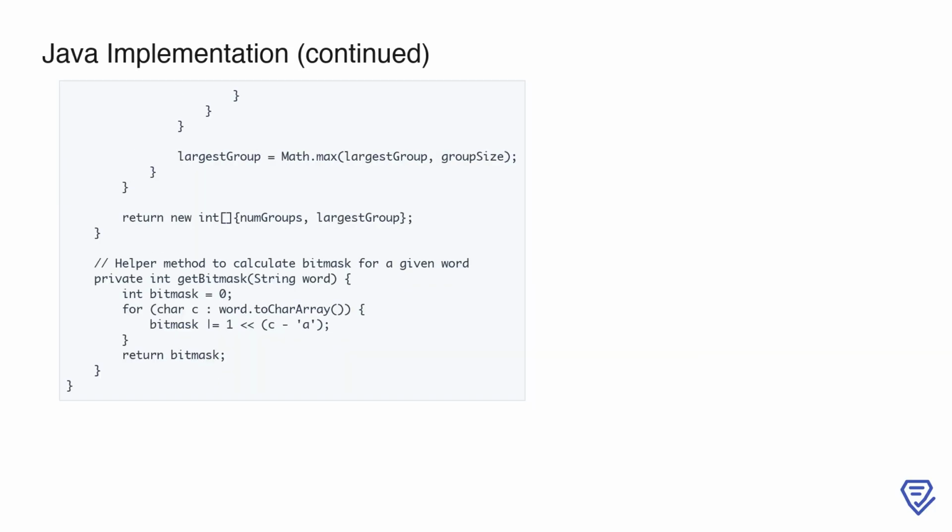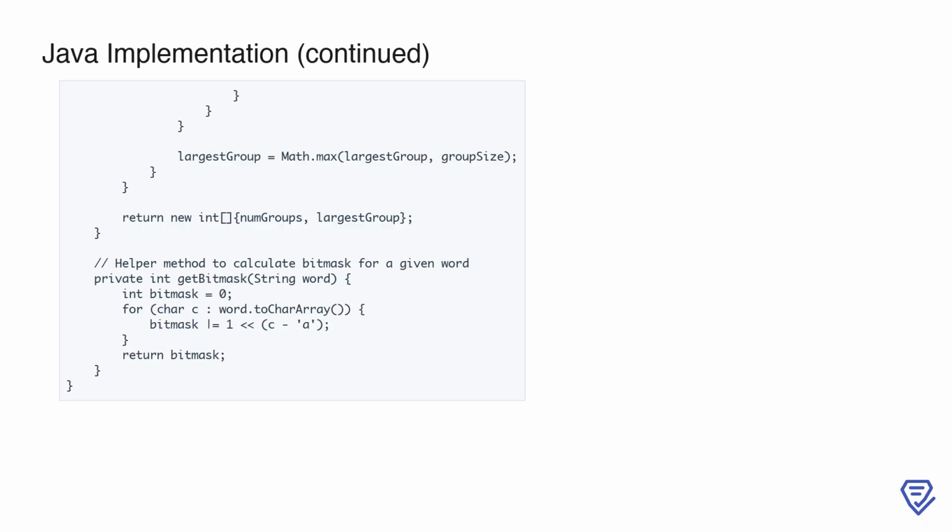As the BFS continues, we calculate the size of the current group by summing up the counts of all visited bitmasks within that component. Once the BFS for a group is complete, we compare its size with largestGroup and update the variable if the current group is larger. After processing all bitmasks, we return an array containing the total number of groups and the size of the largest group. Finally, we define the helper method getBitmask, which is responsible for converting a word into its bitmask representation.